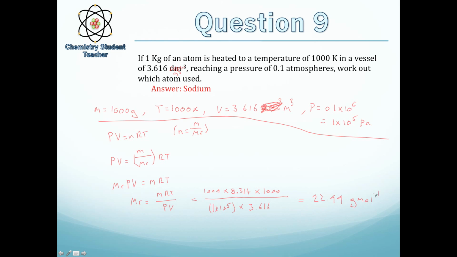And as we have that unit, and as we've worked out molar mass, you know the molar mass of a substance can tell you what substance it is. And if we look on the periodic table, what atom has a molar mass of 22.99, or approximately 22.99, depending which periodic table you're looking at? Well, when we look in there, it's actually sodium. Sodium has a molar mass of 22.99, meaning that is your answer. The atom being heated is sodium.